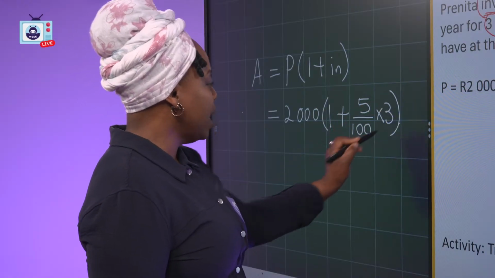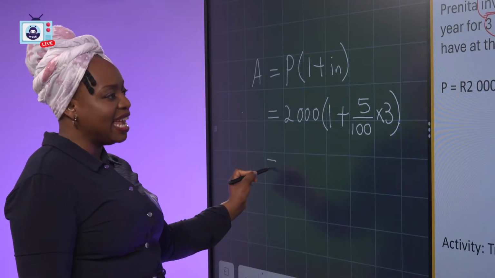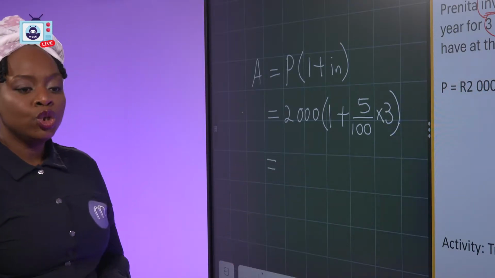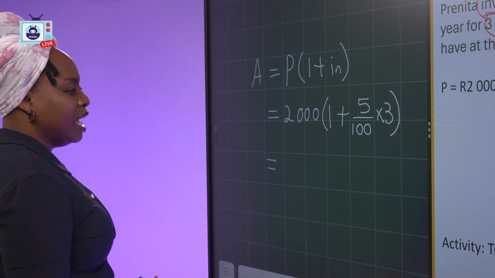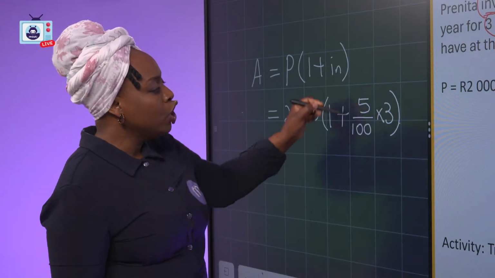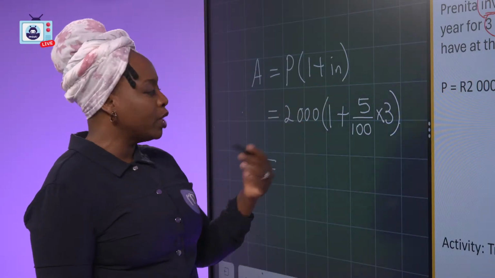So if your calculator cannot do it, don't worry, just write it like that, and then you multiply by 3, and then you close the bracket like that. Then from there, you just use your calculator. You calculate it from the calculator. And if you want to simplify your 5 divided by 100, you can do that.